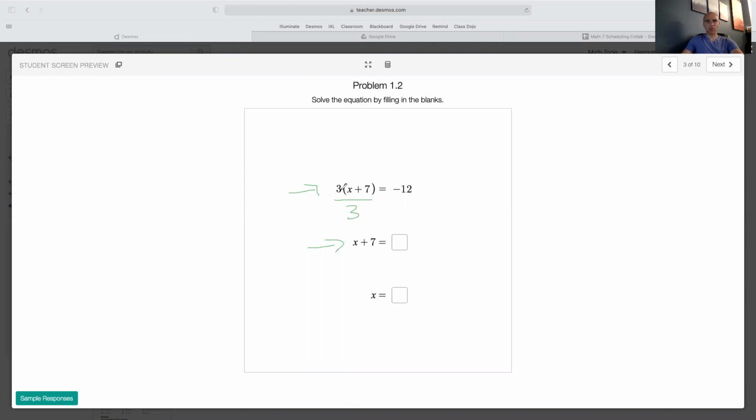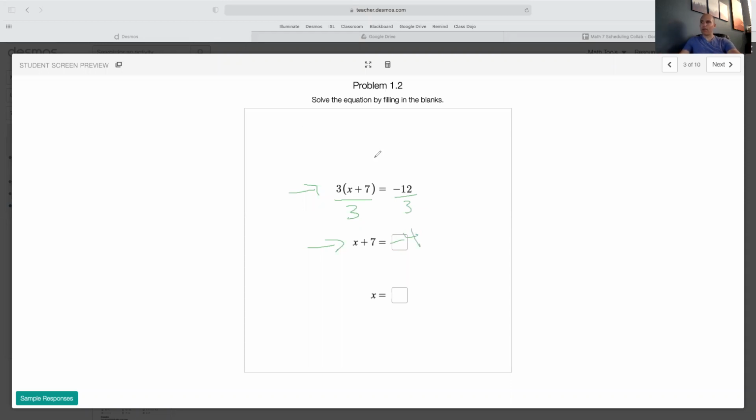But what happens is this 3 that's multiplying and this 3 that's dividing, they create a 3/3 fraction, right? 3/3, which is just 1. And a 1 in multiplication just goes away. It doesn't really mean anything. So we're left with just x plus 7. But if I divided the left side of the equal sign by 3, I must divide the right side of the equal sign by 3. And I get negative 12 divided by 3 is negative 4.